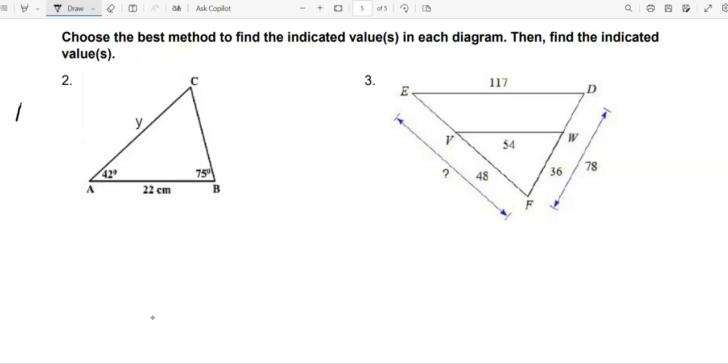42 degrees is an angle, 22 is a side, and 75 is an angle. And if I have angle, side, angle, that tells me to use law of sines.